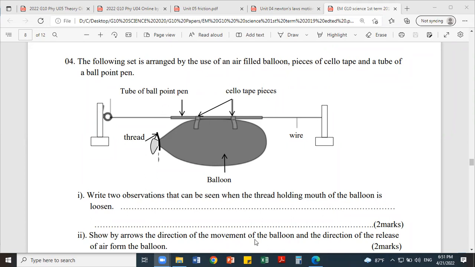Who can guess the answer or write two observations that can be seen when the thread holding the mouth of the balloon is loosened? So if you remove this thread, any volunteer, just tell me the answer. What would be the answer for this?